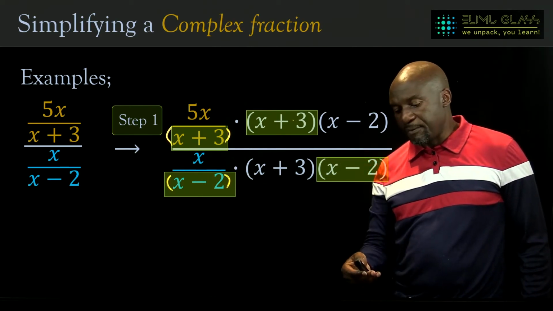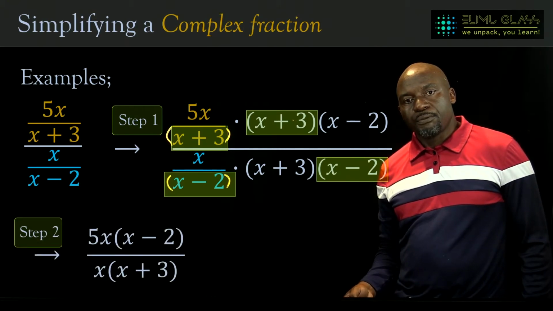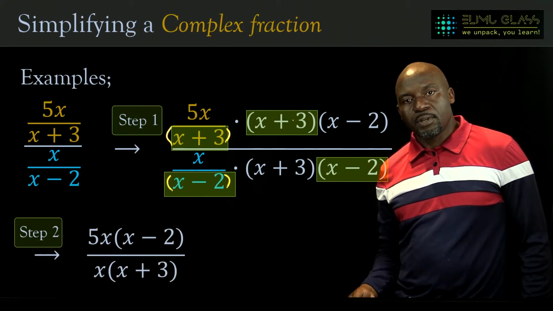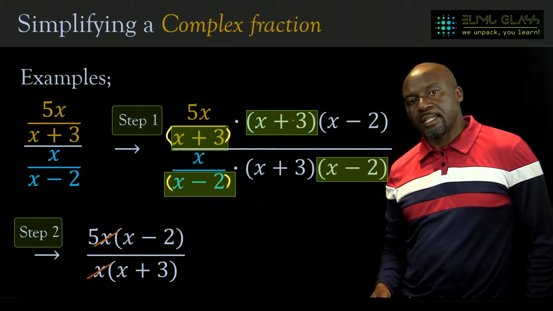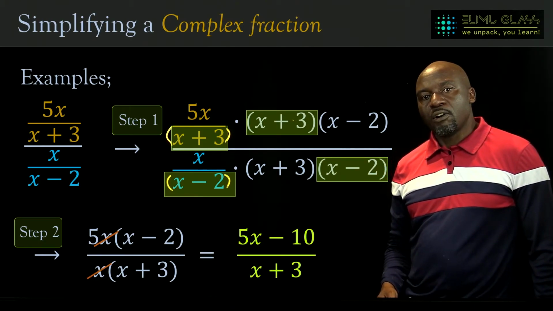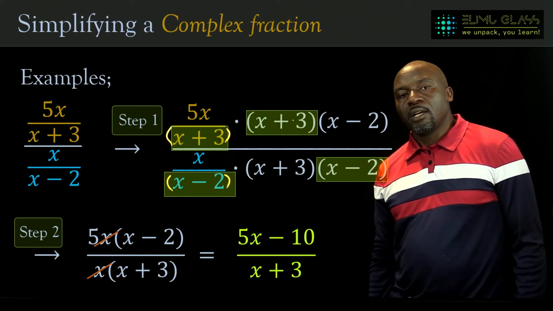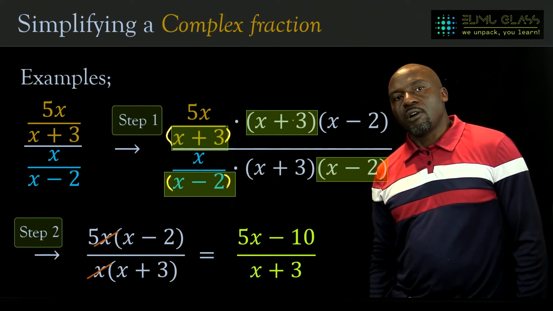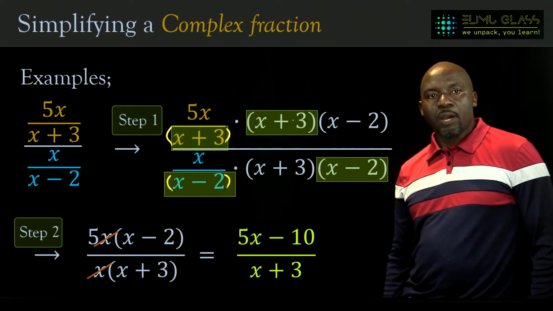So now all we are left to do is to simplify. So I'll have 5x into x minus 2 and x into x plus 3. When we simplify that, you can see x there and the x down there can cancel. And I'm left with 5x minus 10 over x plus 3, like that. And that is the answer, or the simplified form of the complex fraction that we were given at the beginning. Okay, I hope that works.